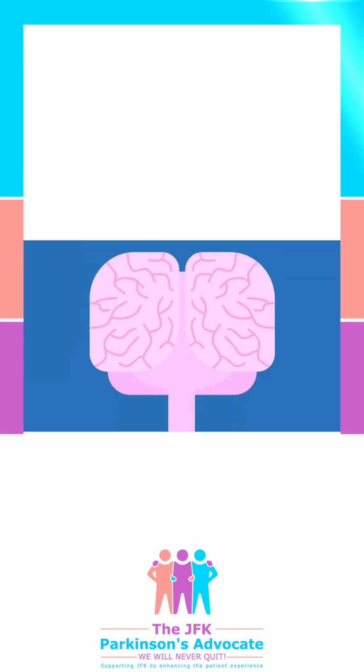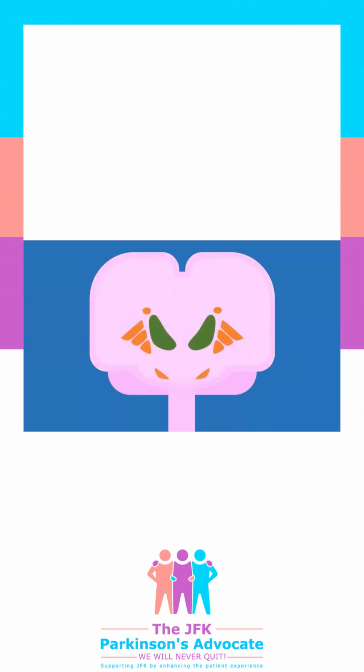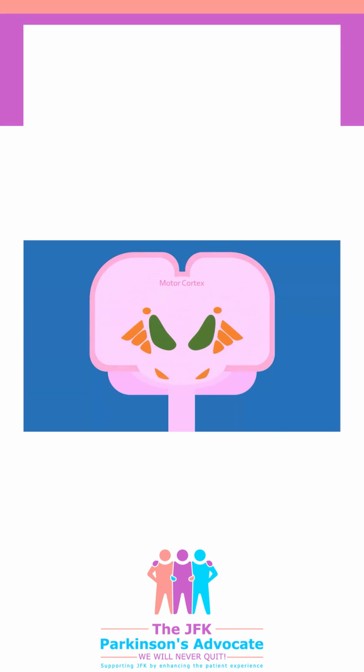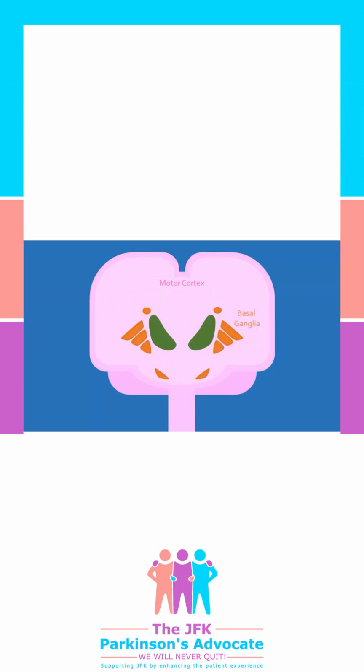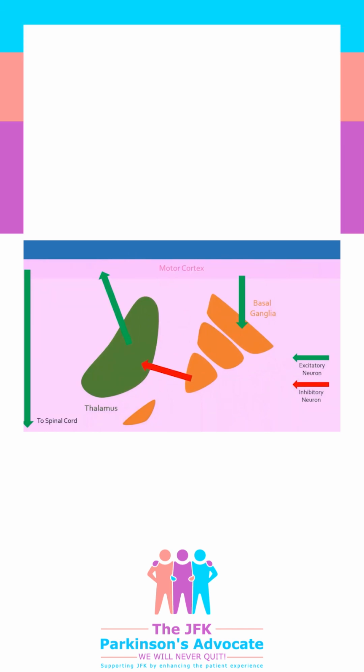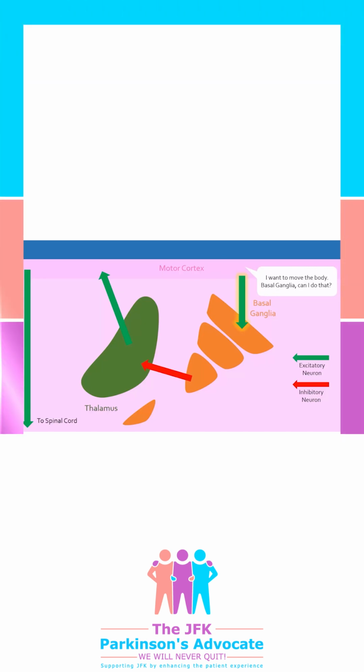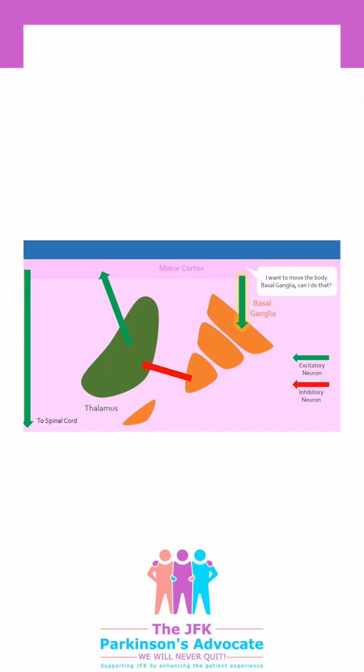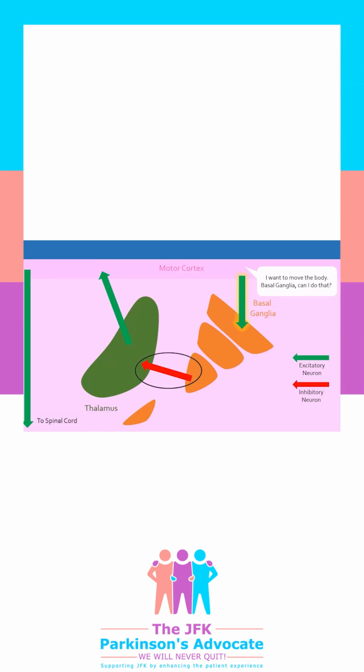Three important areas of the brain are involved in voluntary movement: the motor cortex, the basal ganglia, and the thalamus. These three areas are connected by inhibitory and excitatory neurons, which are shown as red or green arrows. Each arrow represents many similar neurons grouped together. When we want to move, the motor cortex sends a signal to the basal ganglia. The basal ganglia regulate movement by either activating or inactivating the inhibitory neurons between the basal ganglia and the thalamus.